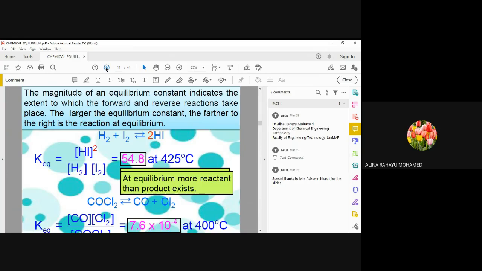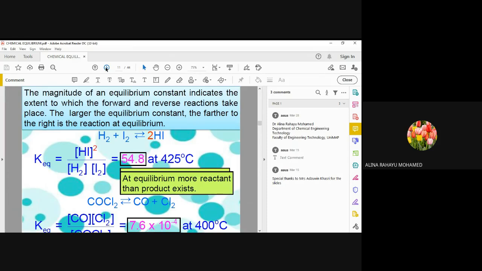The magnitude of an equilibrium constant, the value of Keq or Kc, indicates the extent to which the forward or reverse reaction takes place. The larger the Keq or Kc, the farther to the right the reaction is at equilibrium. So if you have a really high Keq or Kc, it means predominantly more products are formed in the reaction mixture.